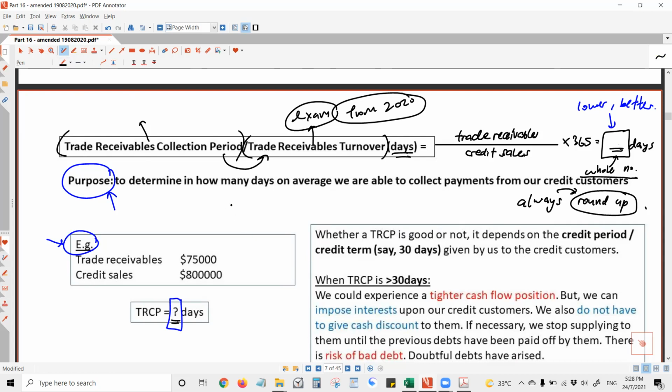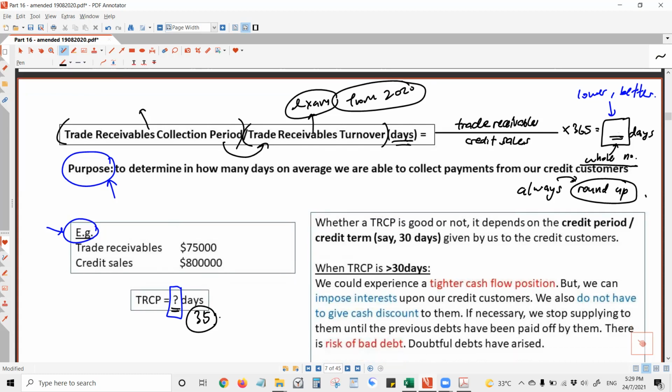35, yes, correct. So you should have taken 75K divided by 800,000 times 365. Then you get 34.2. Round it up, you will get 35 days. Okay, good. So this number itself, good or not, we cannot comment yet unless you have been given other information. It depends on how much time you have allowed your customers to settle payment. Then only you know whether this 35 is good or not. Here on the right, it says whether TRCP is good or not depends on how much time you have allowed your customers to settle the debt. So for example, we use 30 days. If we have allowed them 30 days, then is 35 good?